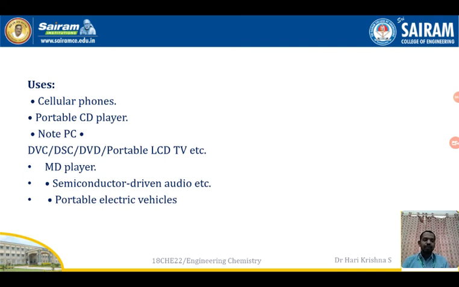They are used in mobiles. Any mobile, whoever it is made by, will contain a lithium ion battery. Laptops, electric vehicles, as discussed. The nickel metal hydride battery will be replaced by what? Our lithium ion battery. Nickel cadmium is also replaced by lithium ion battery. Your toys, your digital cameras, torches, anything you name, it contains a lithium ion battery because its shelf life is very high.